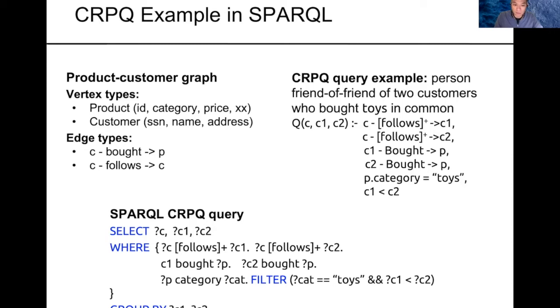So, C1 bought product P, and C2 also bought product P, and P has category cat, and then we have a filter statement that cat equals toy and C1 smaller than C2, and finally we group by the customers C1 and C2.